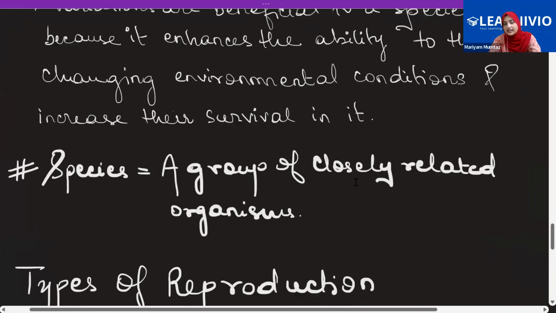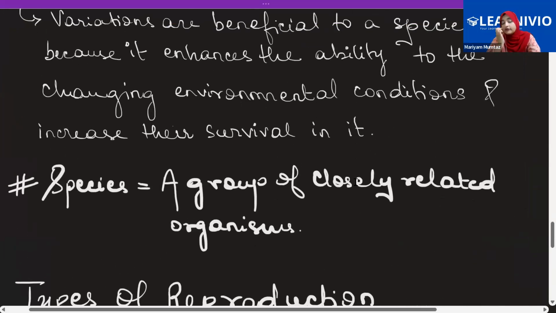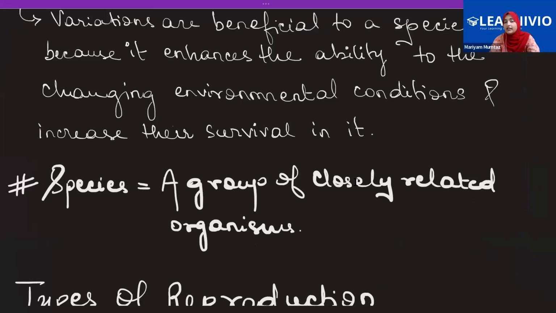Talking about what a species is, it is a group of closely related organisms. Those organisms that are very closely related, like you, I, we all are one species. In the same way, different lions are of one species. So species is a group of very, very closely related organisms.